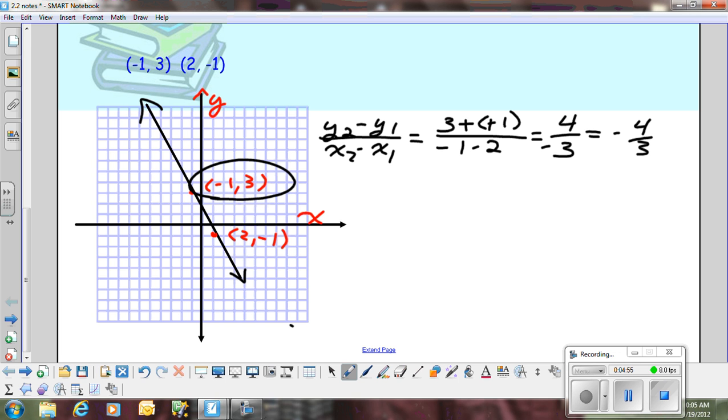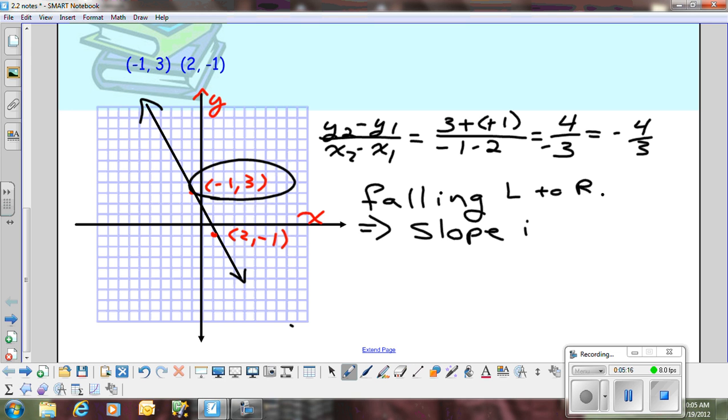Now, from left to right, my slope is falling. My line is falling left to right. That tells me that my slope is always negative. So when you find your slope, if it's a negative number, then you're going to tell me that that line is falling. Okay, that takes care of two cases. I've got a couple more we need to look at.